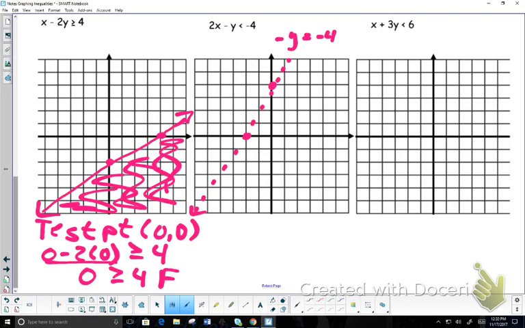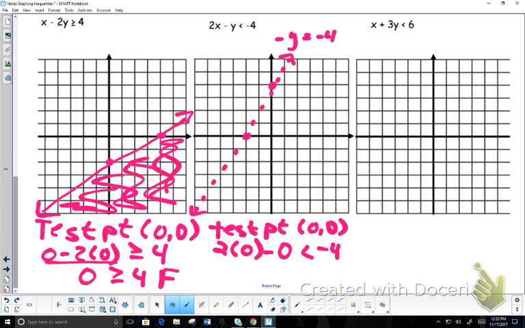Once again, I don't have y by itself, so instead, I got to do a test point. What test point would you like to do? 0, 0. That's always the easiest. So I'd do 2 times 0 minus 0 is less than negative 4. What seems to continue to happen to this left side? It becomes what? 0. Again, because it did a while ago, too. That makes it easy. 0 is less than negative 4. Is 0 less than negative 4? No, it is not.